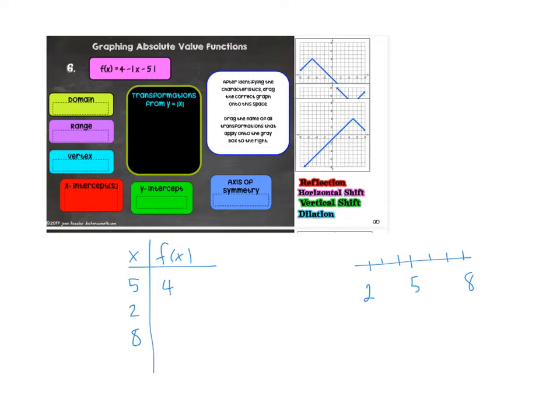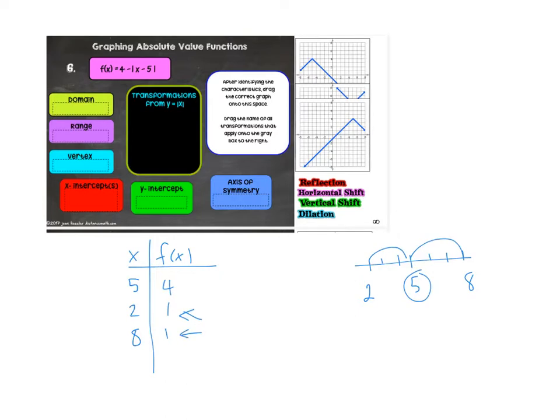Now I've got 2 minus 5. 2 take away 5 is going to be negative 3. The absolute value of negative 3 is 3. 4 minus 3 is 1. And then I have 8. 8 minus 5 is 3. Absolute value of 3 is 3. 4 minus 3 is 1. Now I went equidistant from my 5, and that means that I will get a duplicate here in my output.